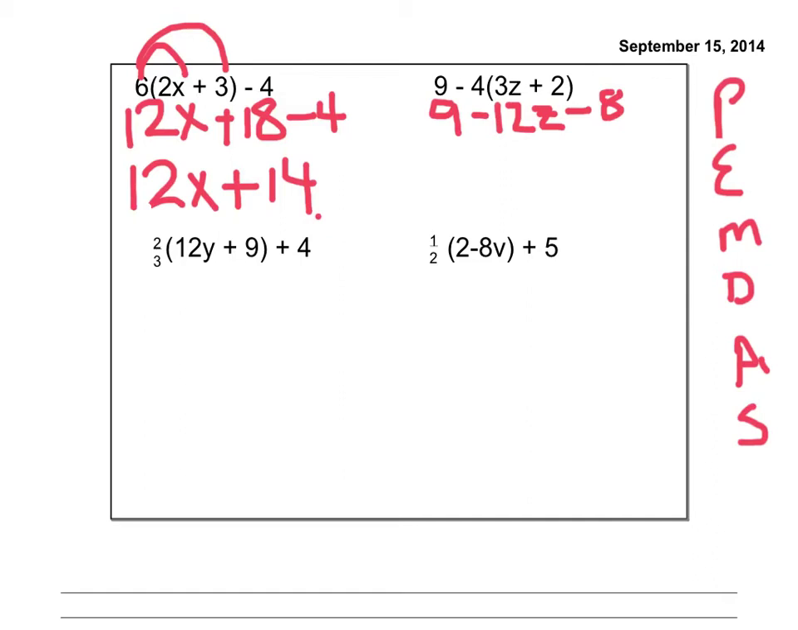Now let's combine like terms. We've got no other z's, so we'll put negative 12z. And 9 minus 8 gives us positive 1.